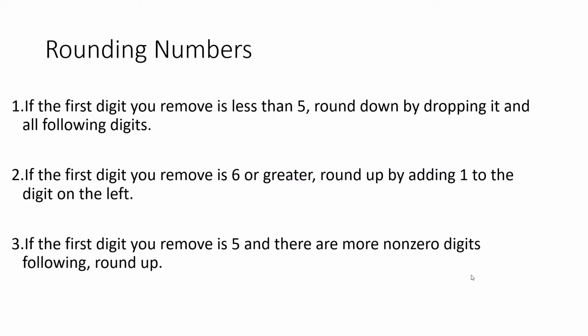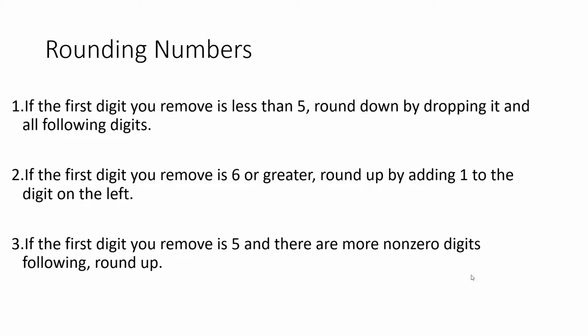Okay, next we work through our rules on rounding. So first off, if the first digit you remove is less than 5, then you round down by dropping it and all of the following digits. 2, if the first digit you remove is 6 or greater, then round up by adding 1 to the digit on the left. And 3, if the first digit you remove is 5, and there are more non-zero digits following it, then you round up.